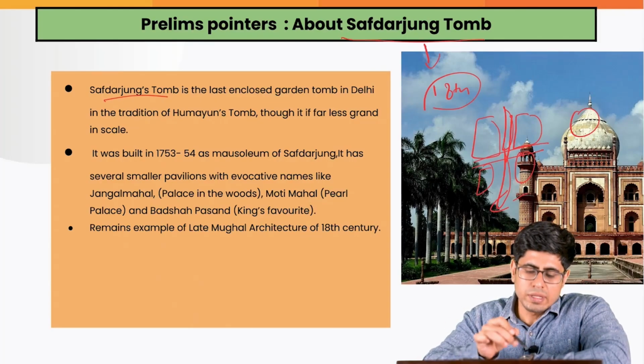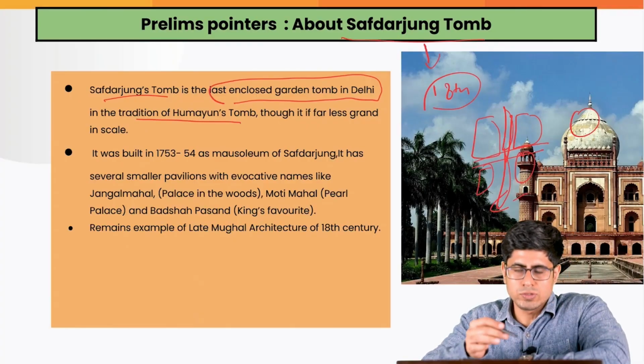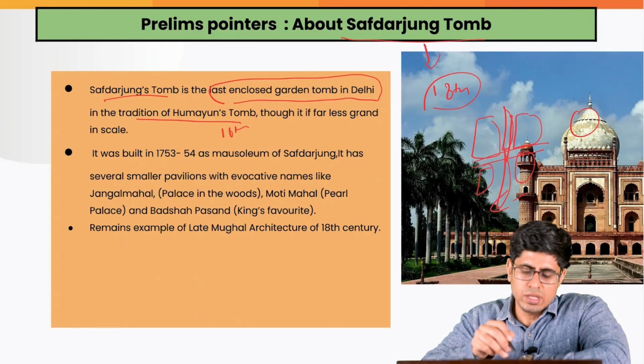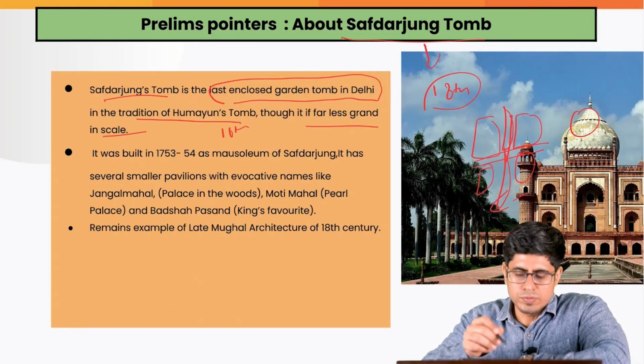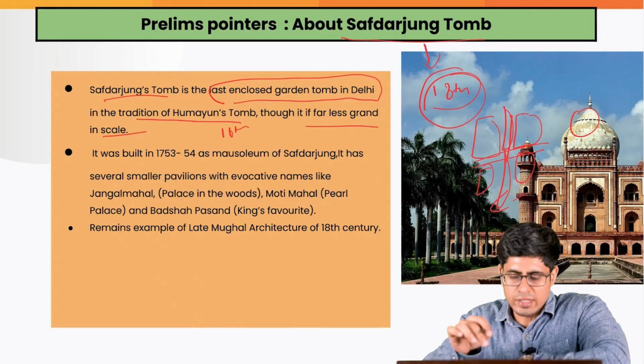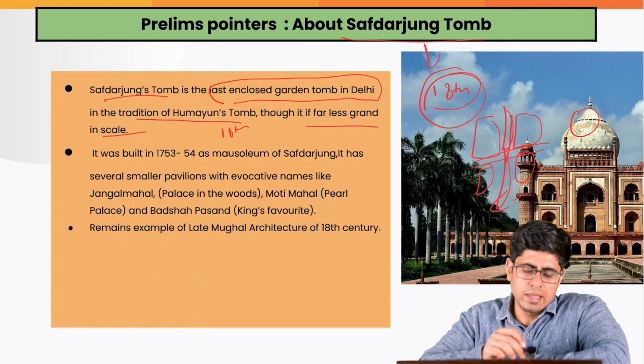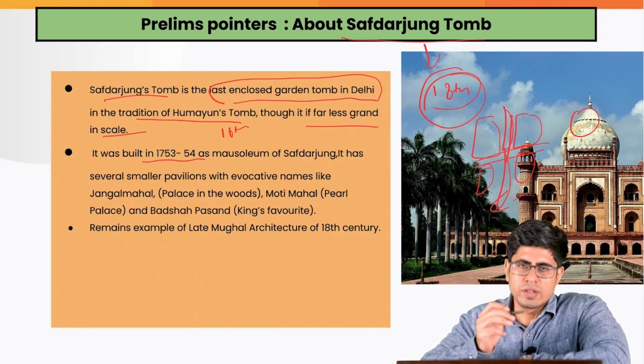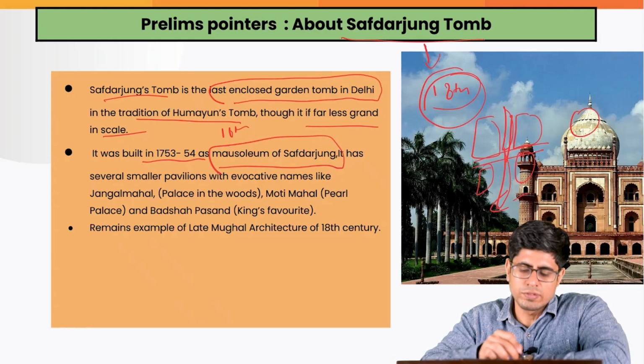The Safdarjung Tomb is actually the last enclosed garden tomb in Delhi, in the tradition of Humayun's tomb, which started in the 16th century. It is far less grand in scale, of course, because in the 18th century when this was being formed, the Mughals were on a decline. It was built in the years 1753 to 1754 as the mausoleum of Safdarjung.